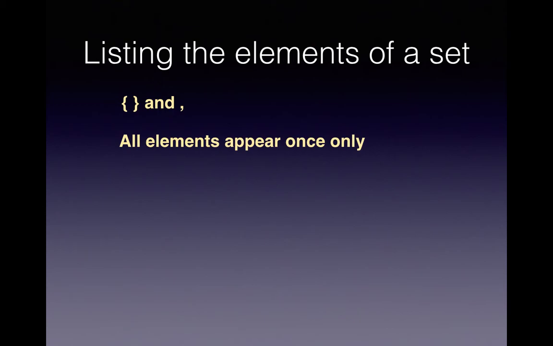So what you need to remember when you're listing the elements, the curly brackets on either side of the list tell you that you're looking at a set. Each element is separated with a comma, that's what the first line is saying there. And the third point there, all elements appear once and only once.